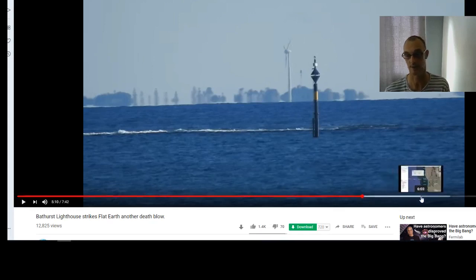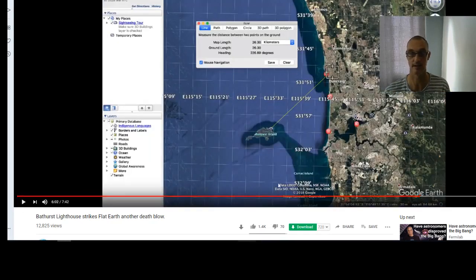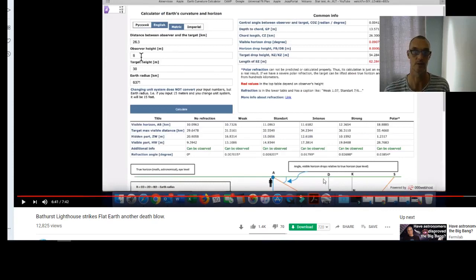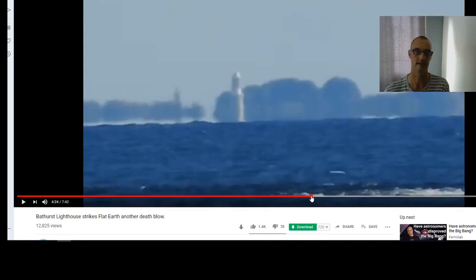Now, just to cover everything that he mentions in here, the view of Bathurst Lighthouse is about 26 kilometres away. He was at an elevation of about 8 metres, and he does refer to an Earth curvature calculator, and talks about standard refraction as being part of the calculations here. And basically, we have this claim that not being able to see Bathurst Lighthouse is only due to, let's just have a look here.